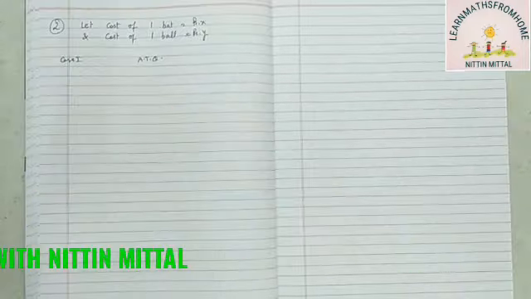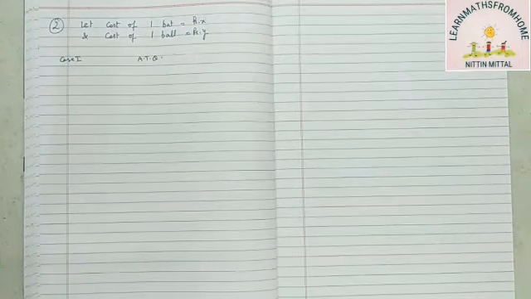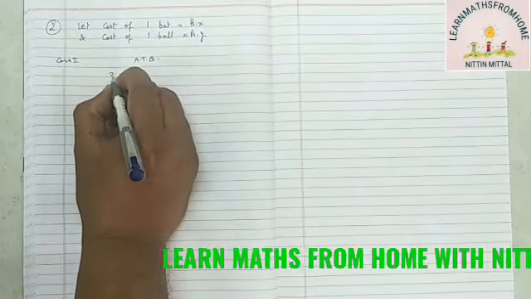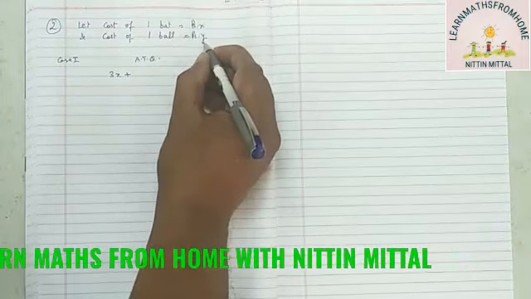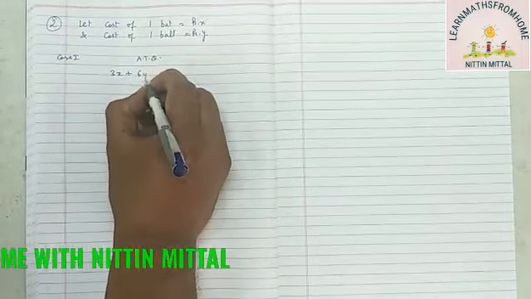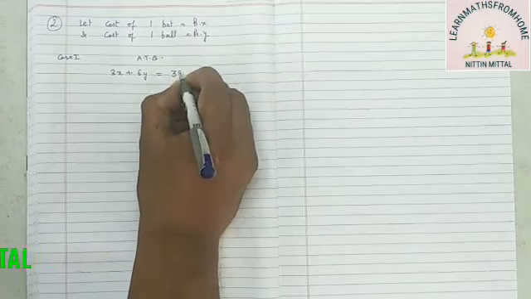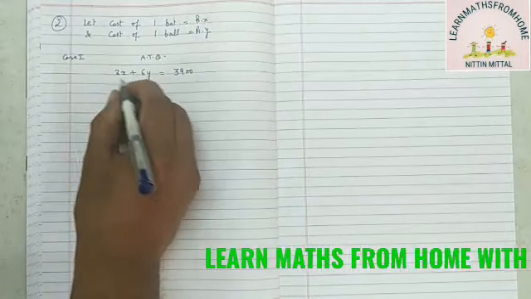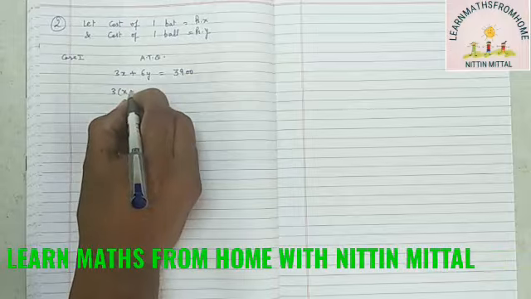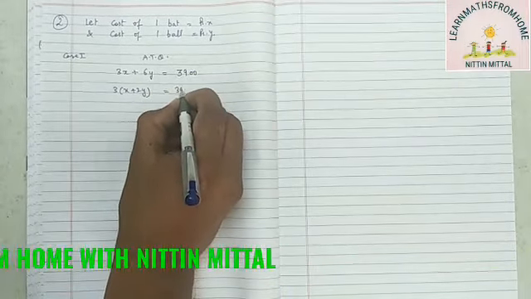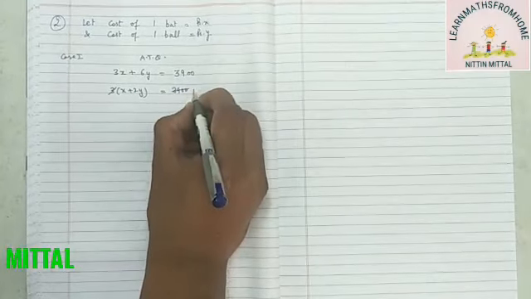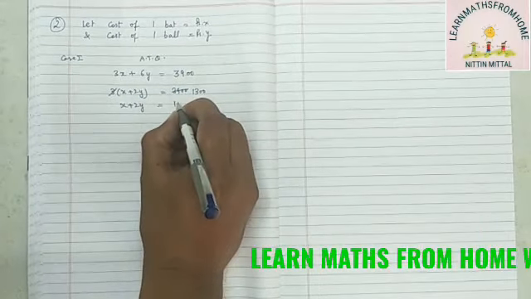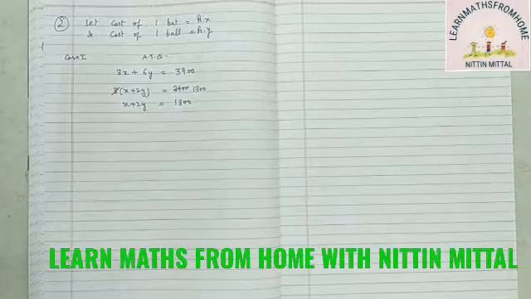Now what they say, 3 bats and 6 balls cost 3,900. So one bat cost is x, so 3 bats cost will be 3x, and one ball cost is y rupee, so 6 balls cost will be 6y, and total bill will be 3,900. So this is the equation we have made. We can simplify. As you see, 3 can be taken common, so x plus 2y equals 3,900 divided by 3, so it cancels to 1,300, so x plus 2y equal to 1,300, right?